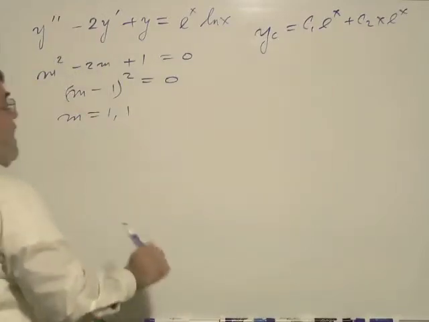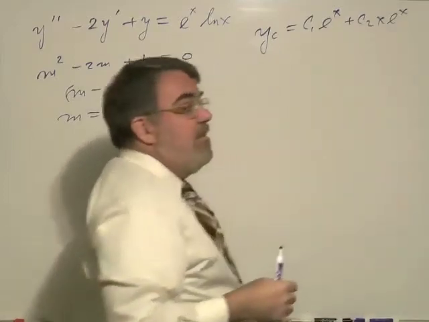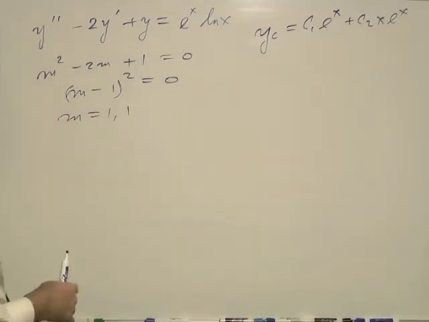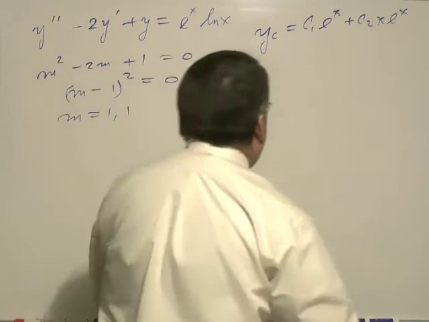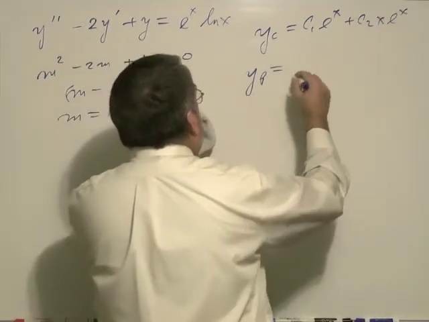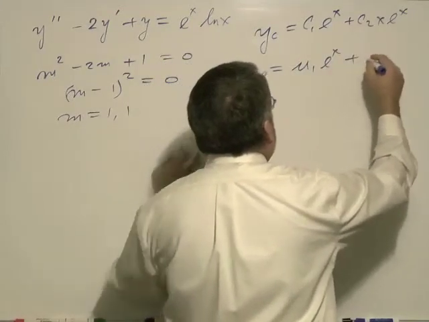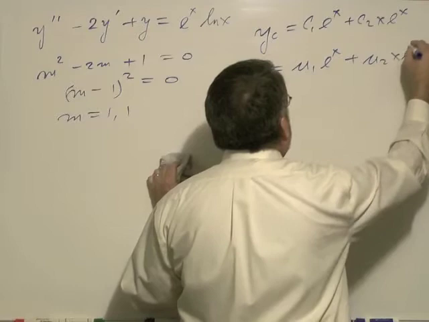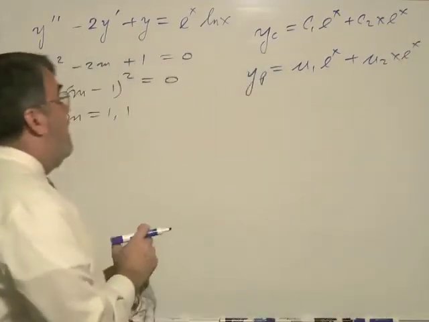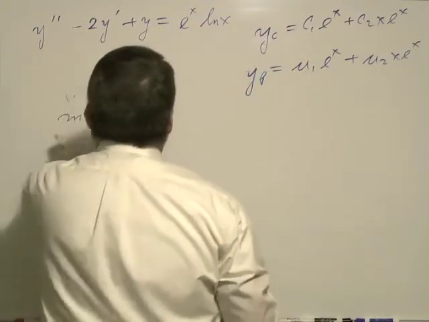With the double root, we have to repeat the e^(1x) by multiplying one of those by x. Alright, so let's write out our particular solution then. It's going to be u1 e^x + u2 x e^x. And now our job is to solve for u1 and u2.